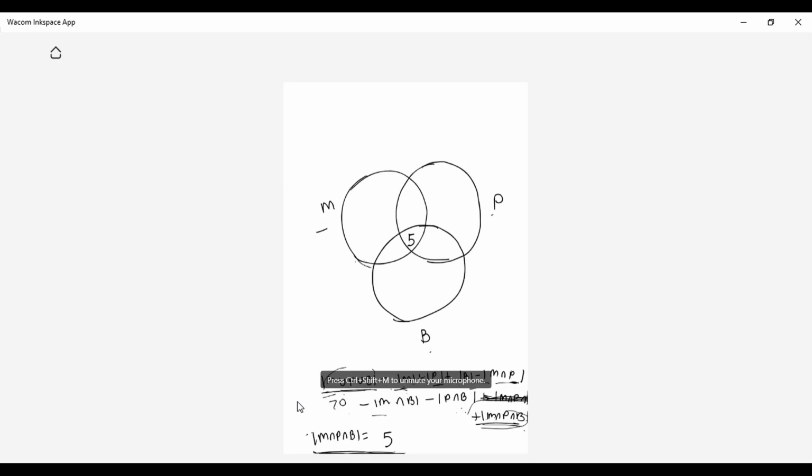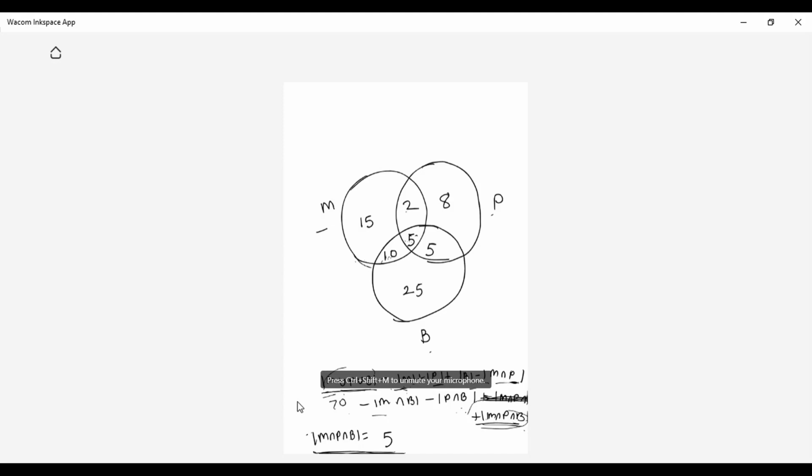Now what is the cardinality of M intersection P? The cardinality of M intersection P is 7, so I have got 2 over here. This cardinality is 15, so I have got 10 over here. This cardinality is 10, so I have got 5 over here, right? Now cardinality of M is 32. So 5 plus 2 is 7, 7 plus 10 is 17, so I have to get 15 over here. Cardinality of P is 20. Here 5 plus 5 is 10, and 10 plus 10 is 20, so I have to get 8 over here. And cardinality of B is 45, so it has to be 25.